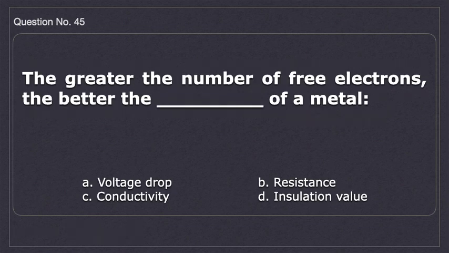Question number 45. The greater the number of free electrons, the better the blank of a metal. A. Voltage drop. B. Resistance. C. Conductivity. D. Insulation value. Answer, C. Conductivity.